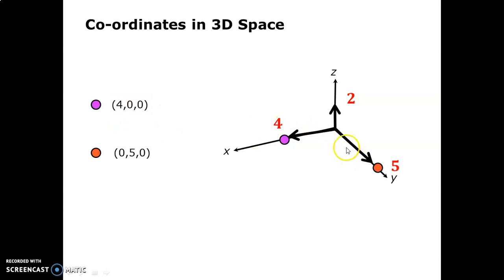How about this one right here? This one only followed the y-axis. It did not go along the x-axis, so it stayed 0 along the x-axis. It went 5 here, and it did not go up at all, so it is just 0, 5, 0. And this last one, what are the coordinates of this one? Well, that last one is 0, 0, 2. It did not move along the x-axis, did not move along the y, it just went straight up. So 0 along both of those, and 2 on the z-axis.